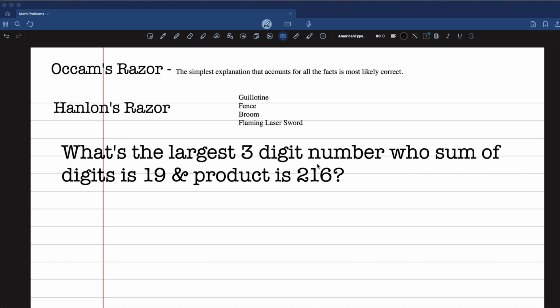How does this apply to math? Let's look at the problem for today and see how we can apply this. This is the ZugZwang razor method, or the filter method. So the problem is, what's the largest three-digit number whose sum of digits is 19 and product of digits is 216? Okay, so the sum of the digits is 19 and the product of the digits is 216.